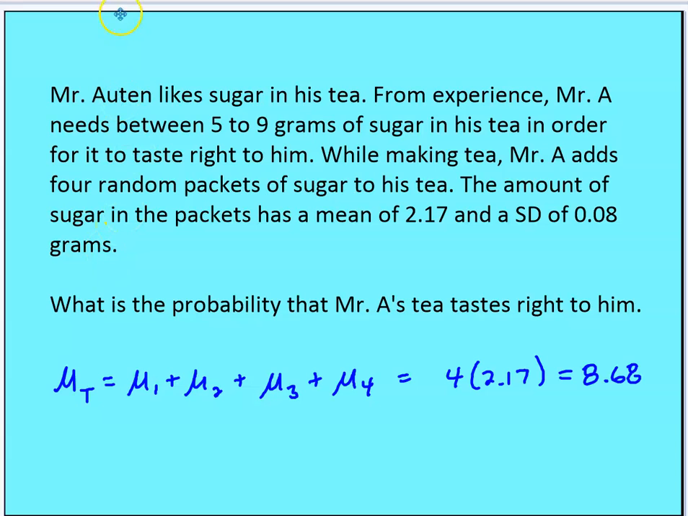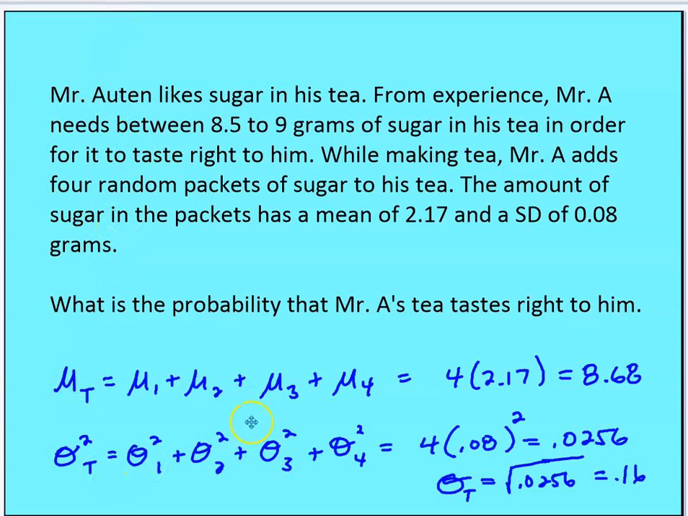So now we need to find the standard deviation. Now we have a little bit more of a complicated situation. The variance is equal to the sum of the variances. So I have to square 0.08, and then add that 4 times, I end up with 0.0256. In order to get the standard deviation of the total, I'm going to take the square root of that value, it's 0.16. So now I have a mean of 8.68 and a standard deviation of 0.16 for all 4 packets.